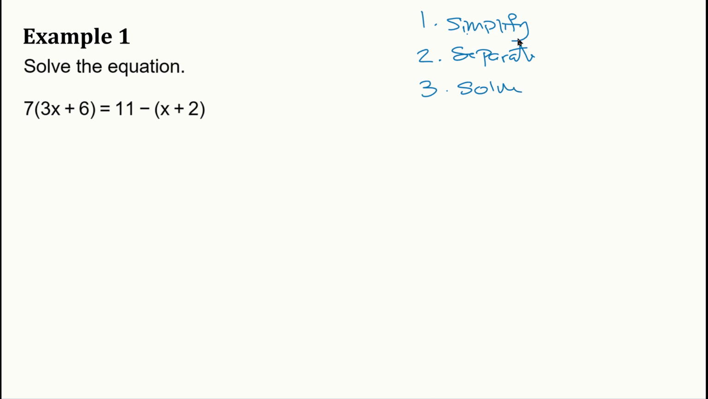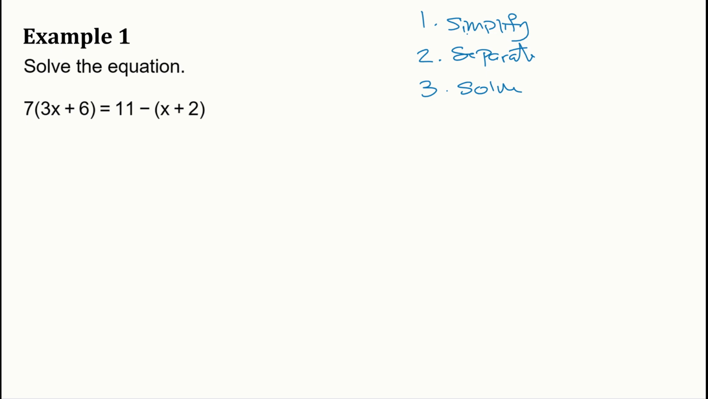So what we mean by simplify: as you can see, each equation is going to have 2 sides. So there's an equal sign and an expression on either side of it, right? So we're going to simplify each side of the equation. Then we're going to separate the variables from the constants, and then we're going to proceed to solve. So let's go ahead and do that.